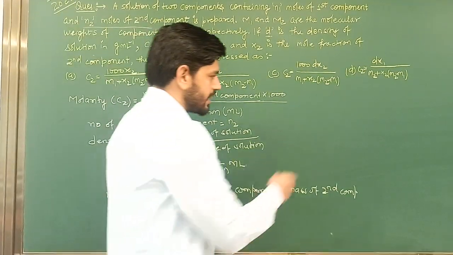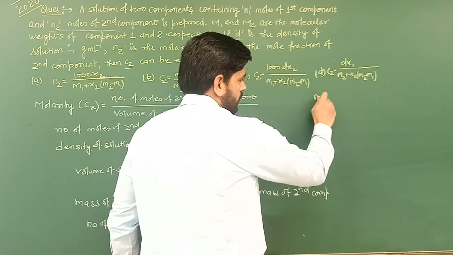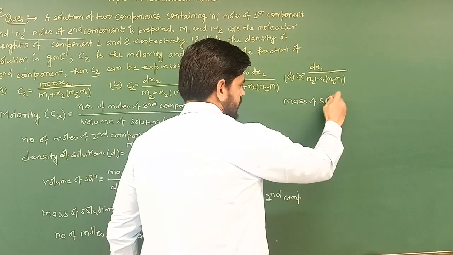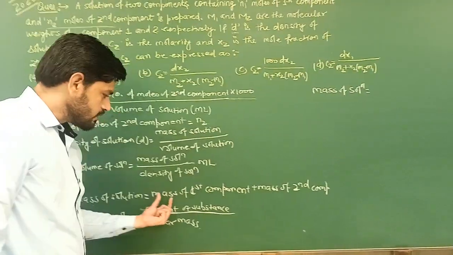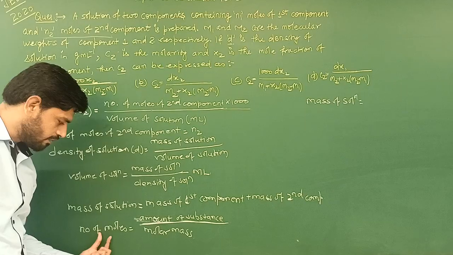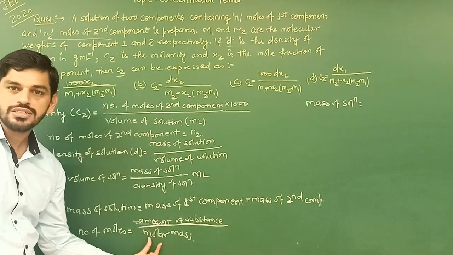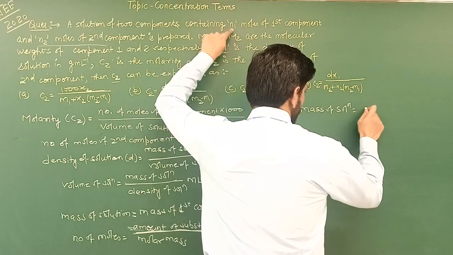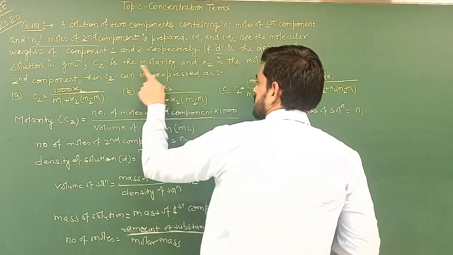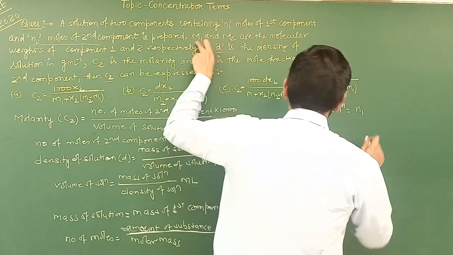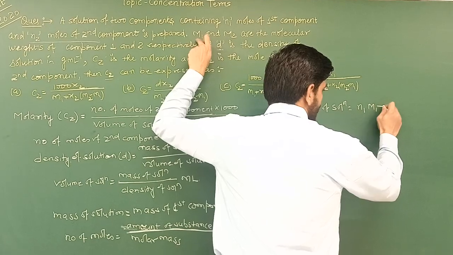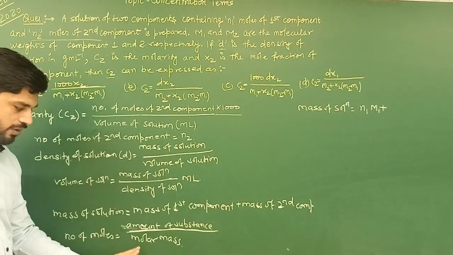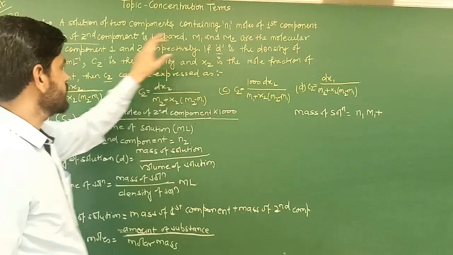So we can write here mass of solution is equal to mass of first component, which is the number of moles of the first component times its molar mass. That is equal to N1, the number of moles of the first component, and what is the molecular weight of the first component? That is M1. Therefore N1 M1, plus, for the second component in the same way, number of moles times molar mass.